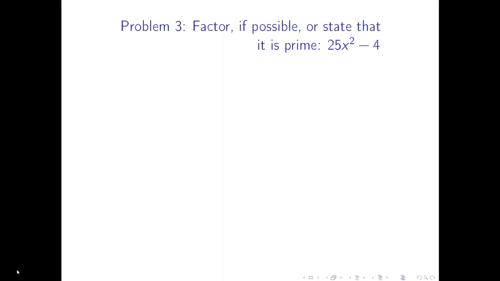minus 4. So this goes back to chapter 5. Now the first thing when you're doing this sort of thing is you should ask, is there a greatest common factor? Because remember, that was the decision tree, the general strategy that I posted. There is no greatest common factor because 25 and 4 have nothing in common. There's only x squared in the first term, not the second term.